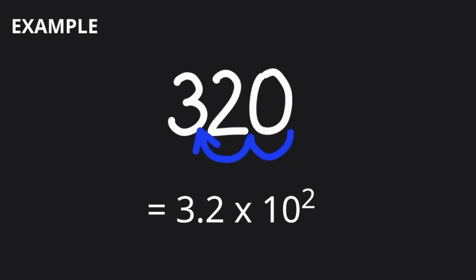Next example, 320. Our number between 1 and 10 is 3.2, so we move the decimal 2 places to the left, which leaves us with 3.2 times 10 to the 2nd power.